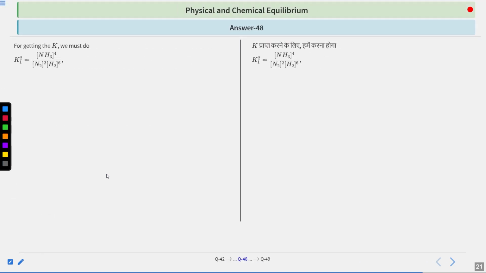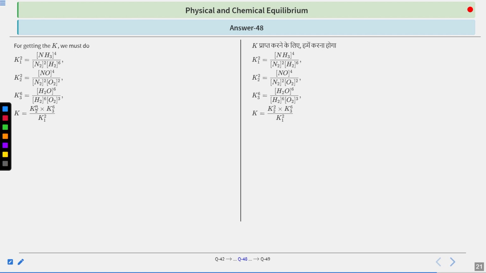Now for getting the K, we must do what? K1 square first of all. So we have done the K1 square. That gives us ammonia's concentration raised to the power 4 by nitrogen concentration raised to the power 2 multiplied by hydrogen concentration raised to the power 6. Now, if you do the square of the second equilibrium constant, similar things will happen. And if you raise K3 to the power 6, that will give us H2O whole 6 divided by hydrogen concentration raised to the power 6 multiplied by oxygen concentration raised to the power 3.